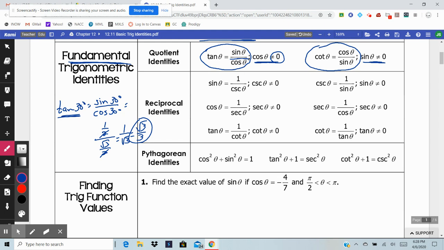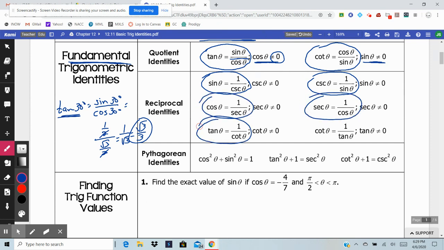Our reciprocal identities, we know that sine is 1 over cosecant. Cosecant is 1 over sine. They're reciprocals of each other. And that follows as well for secant and cosine, which are reciprocals. Tangent and cotangent are also reciprocals. Then finally, you have some of the most important identities out there. You have what's called the Pythagorean identities.